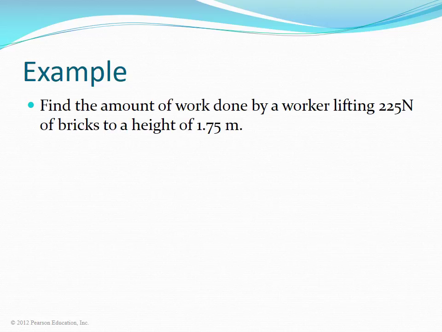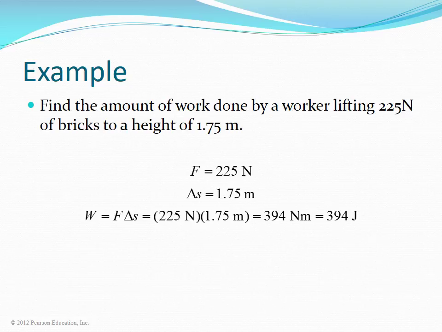Find the amount of work done by a worker lifting 225 newtons of bricks to a height of 1.75 meters. Multiply the force of 225 newtons by the distance of 1.75 meters and get 394 newton meters, or 394 joules.